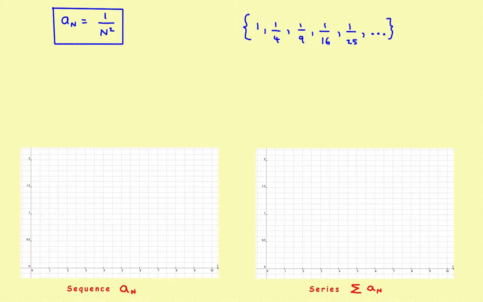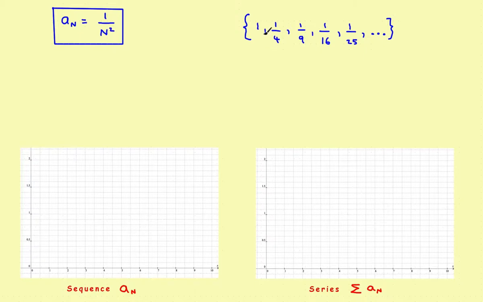Okay, now the first one looks like this. If you have the sequence 1 over n squared and wrote it out in its expanded form, you would have 1 over 1 squared, which is 1, 1 over 2 squared is 4, 1 over 3 squared is 9, 1 over 4 squared is 16, and so on. So this is what it would look like. Now, we'll have two graphs here. The graph on the left will be the graph of the sequence. The graph on the right is going to be the graph of the corresponding series.